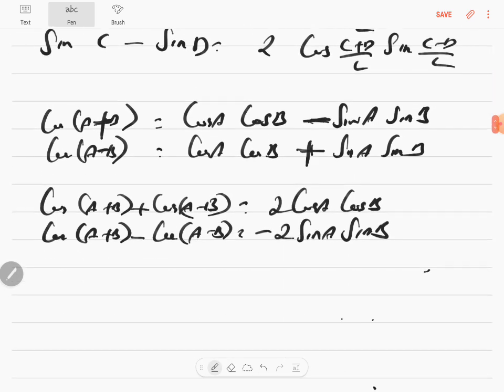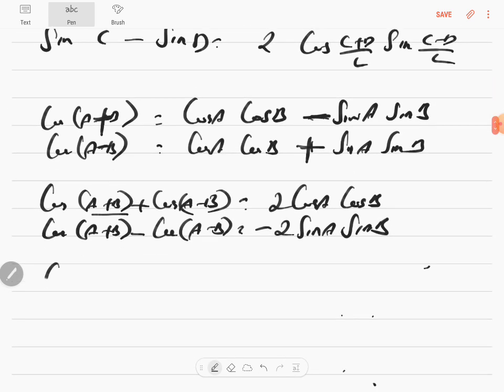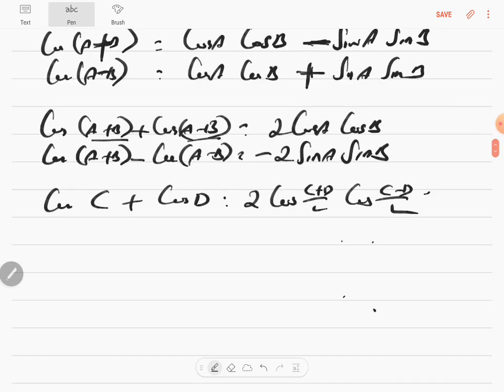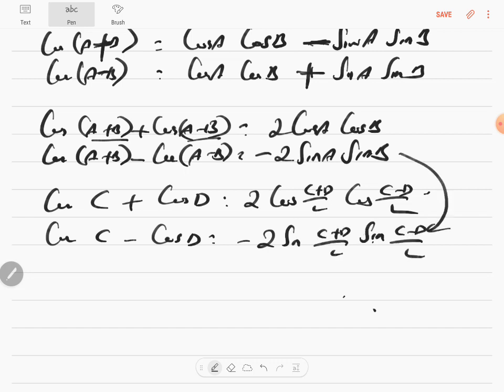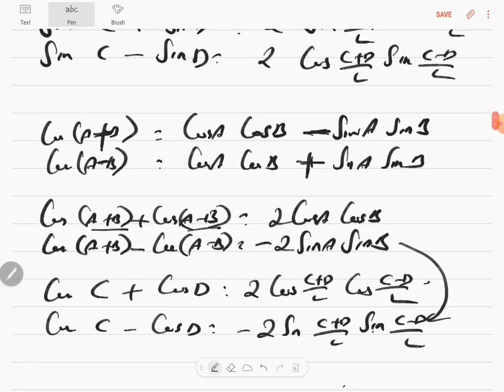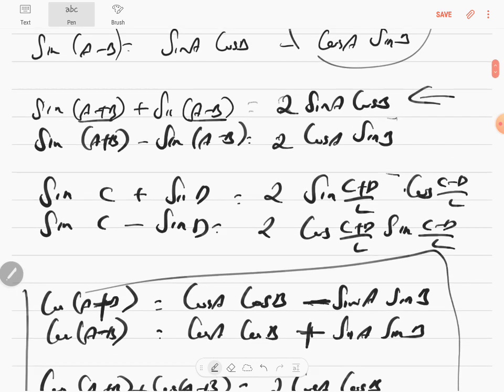These are the formulas, and then replacing A+B as C and A-B as D, cos C plus cos D will be 2 cos((C+D)/2) cos((C-D)/2). Because we replace A+B as C and A-B as D, A will become (C+D)/2, B will become (C-D)/2. And cos C minus cos D will be minus 2 sin((C+D)/2) sin((C-D)/2). The same formula can be replicated here. So these are the formulas you should be familiar with. The set of cos formulas, the set of sin formulas.